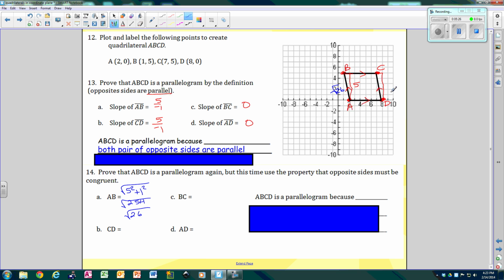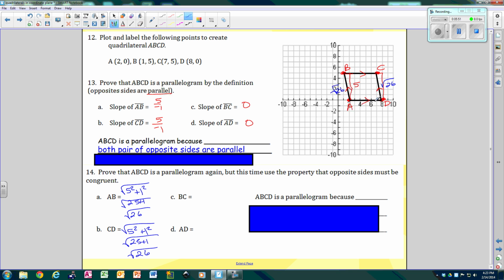Okay, well, CD, remember it had that same slope, so it has the same Pythagorean theorem triangle there. So 5 squared plus 1 squared, take the square root. So we get 25 plus 1, take the square root. So we get the square root of 26 for CD also. And I'm not going to worry about finding the decimal. We're just going to leave it as a square root because it's easier.